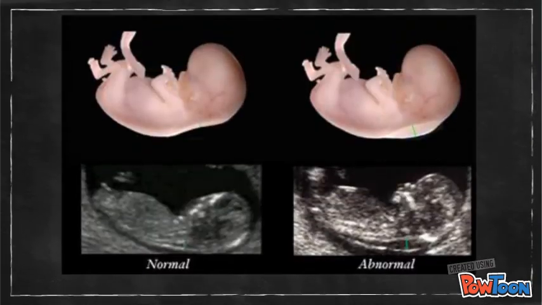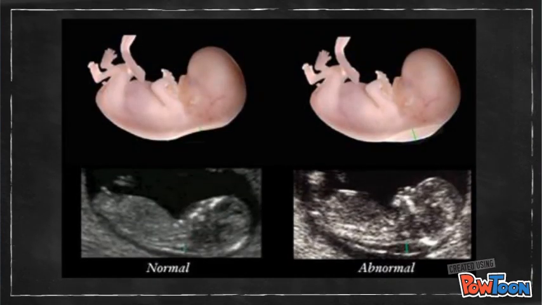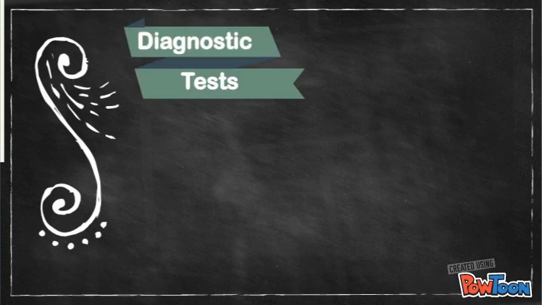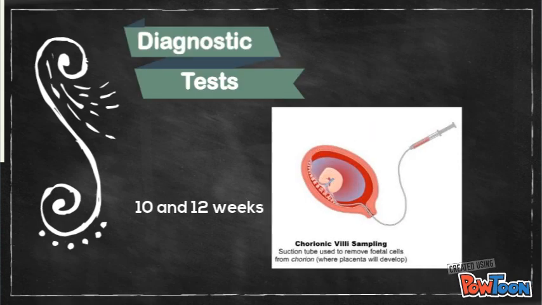As you can see in the picture, there is a thickening at the back of the neck part. It is the one that is mainly checked during sonograms or ultrasounds. Chorionic villus sampling is conducted between 10 and 12 weeks. In this test, a small piece of the placenta will be taken and analyzed.